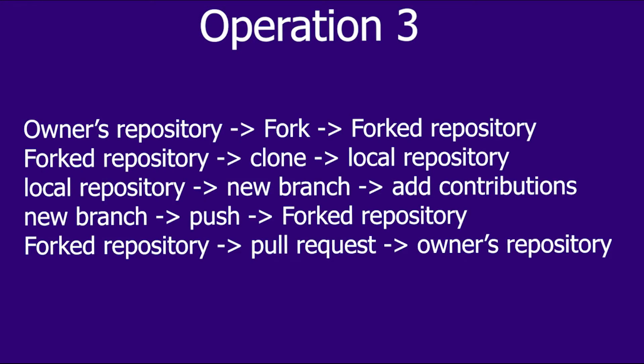In the last two operations, whenever we were adding a new file in the contributor's Git repository, that file was added in the default branch of that repository. And when we push that modified repository to the owner's repository, then on the owner side, the changes also get added in the default branch. In our case, the default branch is the main branch.